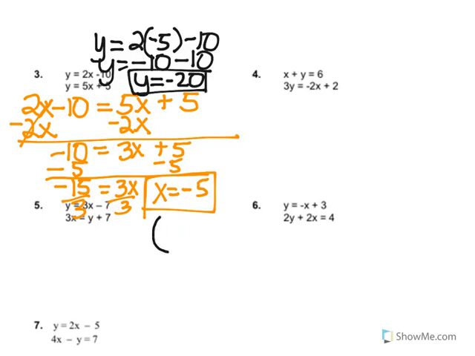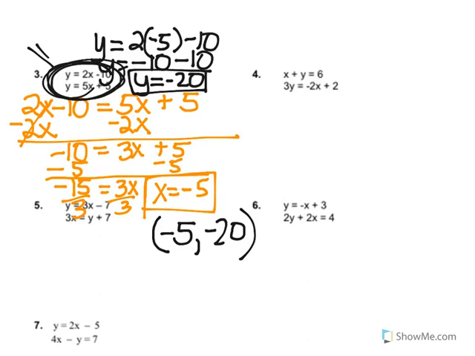So let's write our answer as a coordinate pair: negative 5, comma, negative 20. X is negative 5, y is negative 20. That's the solution that if we were to plug into these two equations right here, it would make them both work out at the same time.